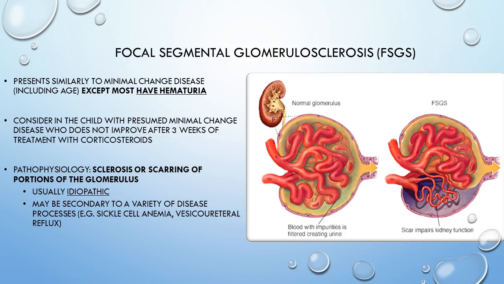The pathophysiology of FSGS is, as the name implies, sclerosis or scarring of portions of the glomerulus. It is typically idiopathic. It may be secondary to some disease process. So we see it in some patients that have sickle cell anemia. Vesicoureteral reflux may lead to some of it. It does require referral to pediatric nephrology. This is not something that I'll treat in the outpatient setting in my practice. FSGS can progress to renal failure, and so they need to be followed closely by pediatric nephrology.